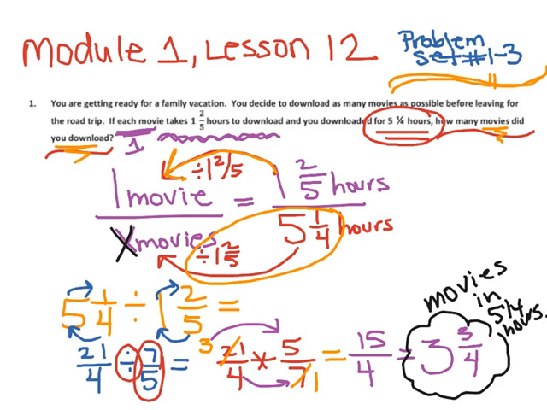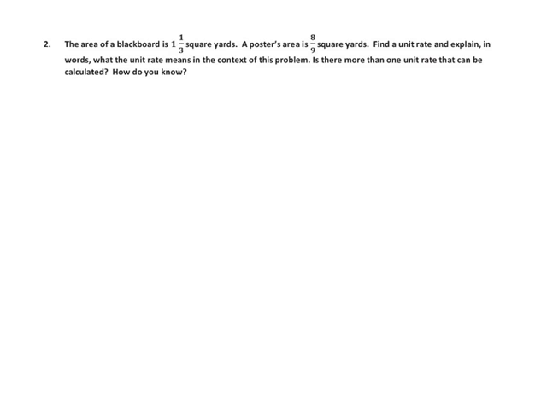How did you do in that problem? If you got it right, give yourself a little check or a star or a smiley face. And let's move forward. The area of a blackboard, okay, I'm envisioning now a school. The area of a blackboard is 1 1/3 square yards. A poster's area is 8/9 square yards. Find a unit rate. Do you see how they just said find a unit rate?